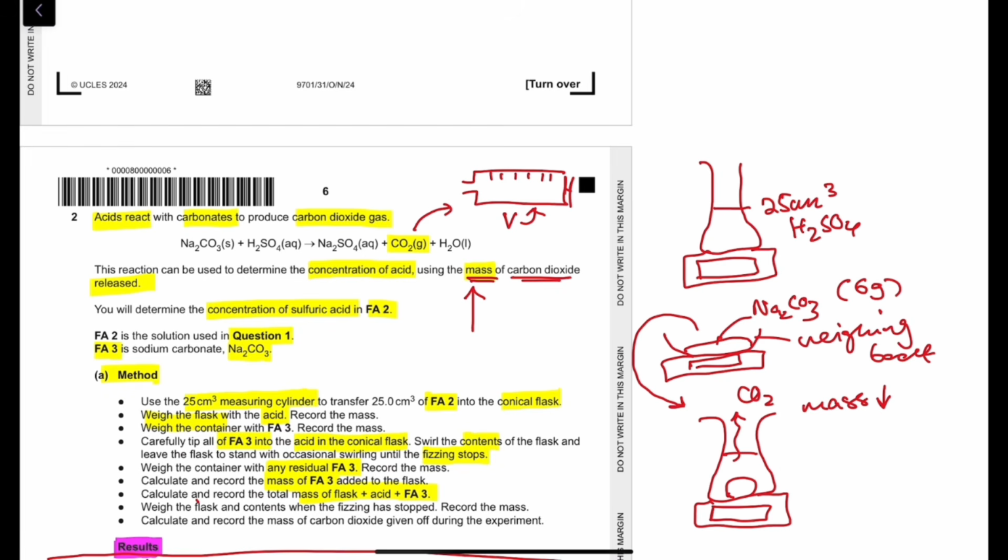And then they want us to reweigh once the fizzing has stopped. Then it wants us to record the mass and calculate and record the mass of CO2 given off during the experiment. So we're going to want to record the mass before and after. And the amount of CO2 produced is equivalent to our before minus our after, because any loss of mass is due to the production of CO2.